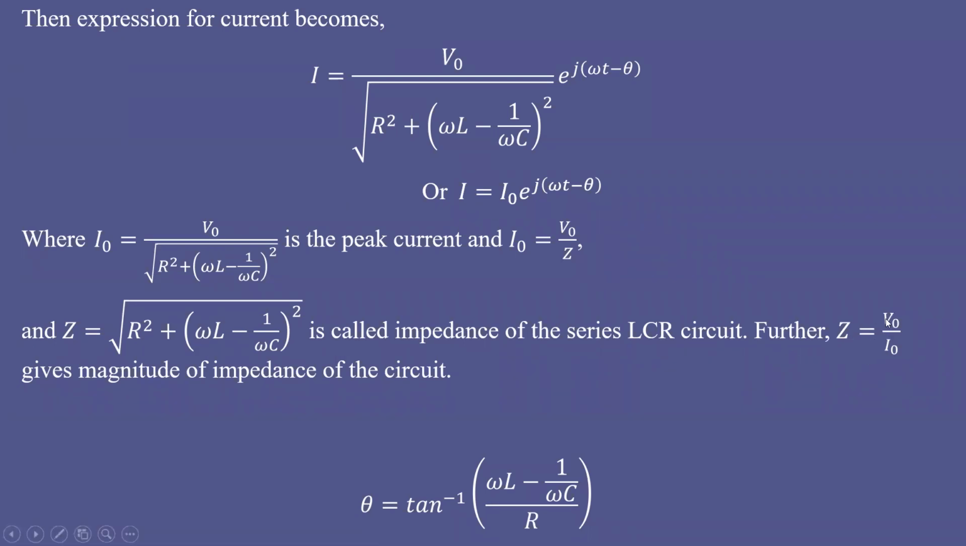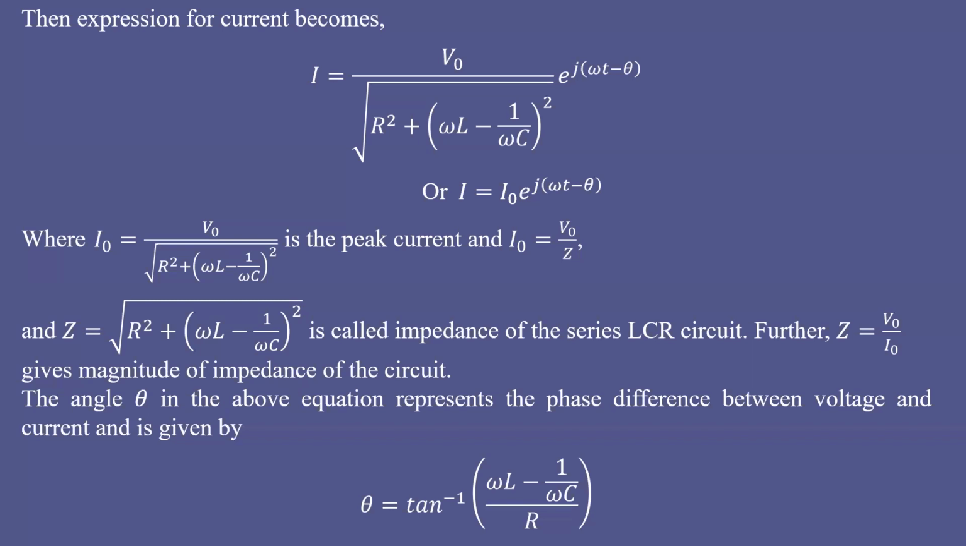Further, Z is equal to V naught by I naught, which gives the magnitude of impedance of the circuit. So Z is given by peak voltage by peak current, V by I. It is nothing but the resistance offered by the circuit, and that is called impedance. In an AC circuit, the resistance is called impedance. That's all.